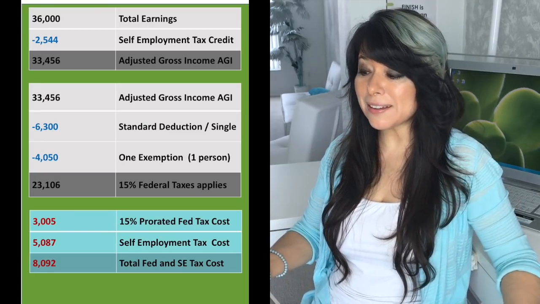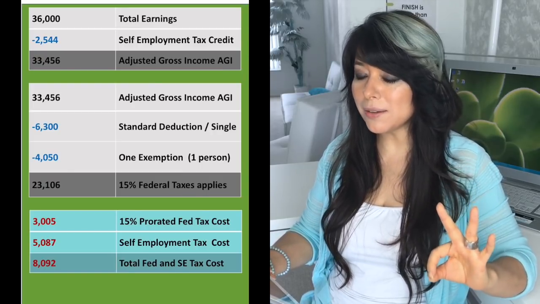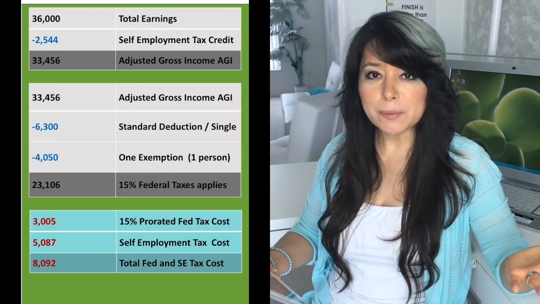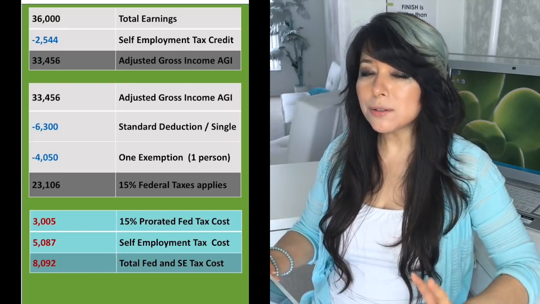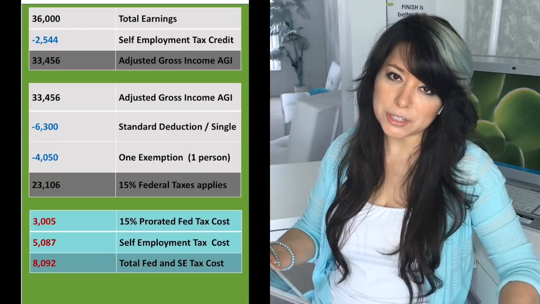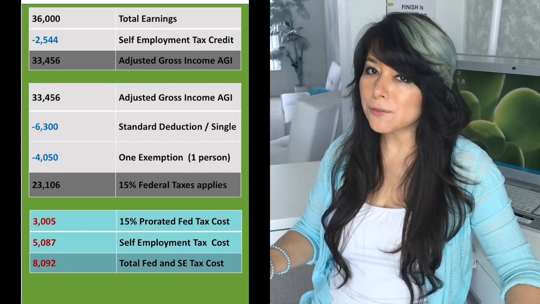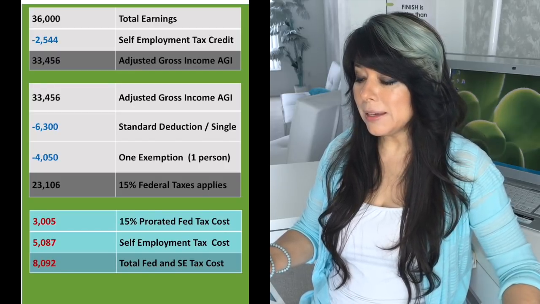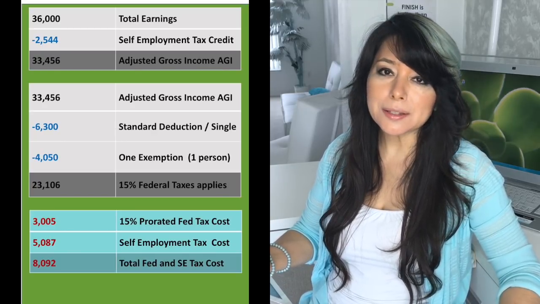For those of you out there who would like a little more detail, I'm just going to put up this slide, and as you can see, we had $36,000. And on that $36,000, she gets 3 different types of credits. One is the self-employment tax deduction of $2,544 for her unique example, plus 2 more deductions. One is the standard deduction for single people, which is $6,300, and $4,050 for one exemption. The total net taxable is $23,106.